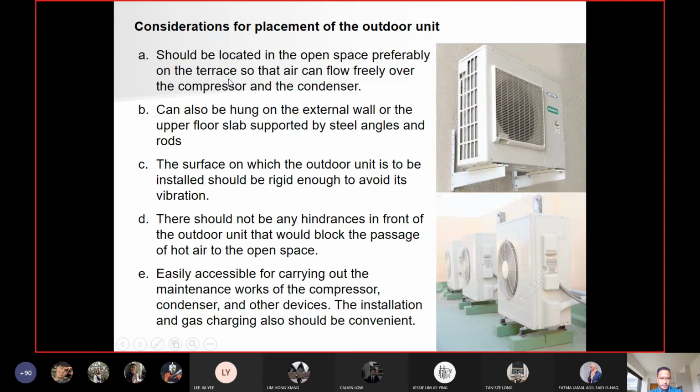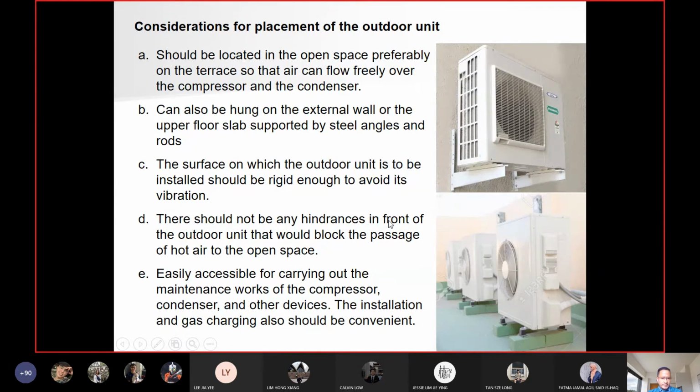Consideration of placement of the outdoor unit. It should be placed in an open space, preferably on a terrace. Or maybe it can just be hung on the external wall like this if there's no terrace. If it's placed on a terrace, it should be placed on blocks like this.